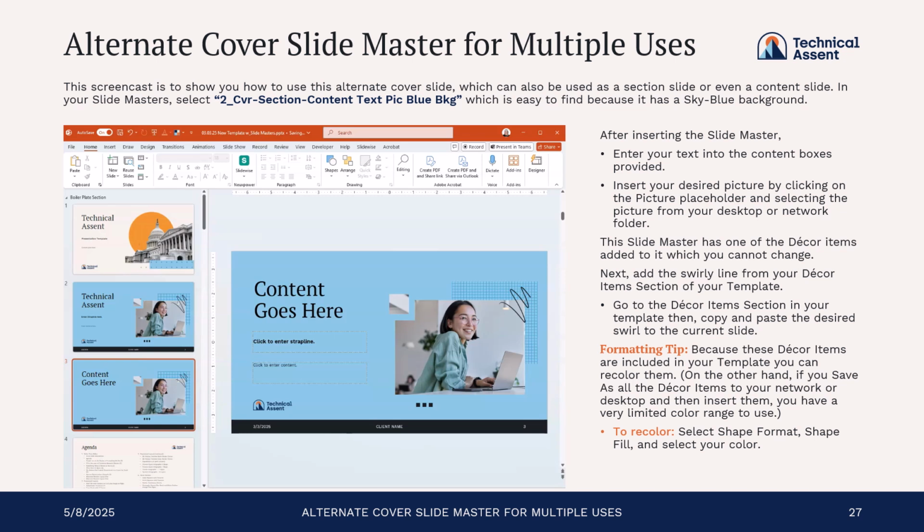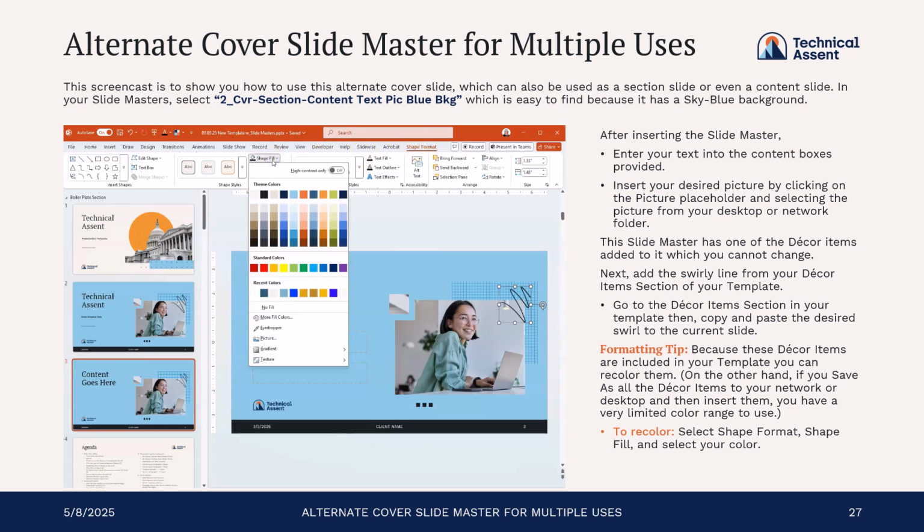The nice part of having these extraneous pieces in the same template is that you can recolor these. If you save all the decor items I've left in your template to your network or desktop and then insert them, you have a very limited range of colors to use. To recolor, go to Shape Format, Shape Fill, select your color.